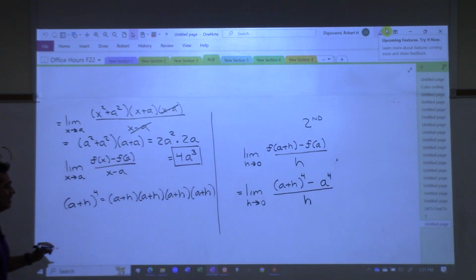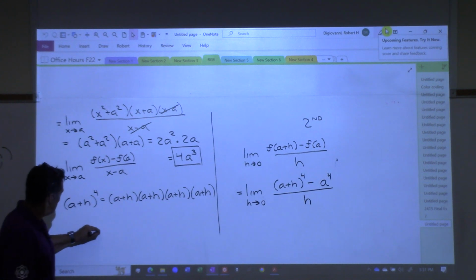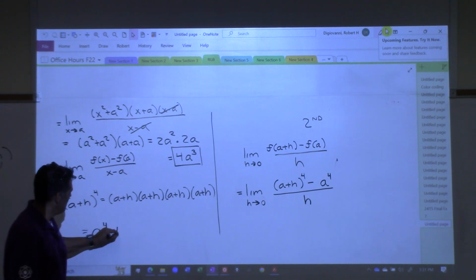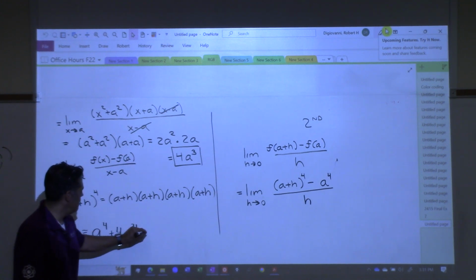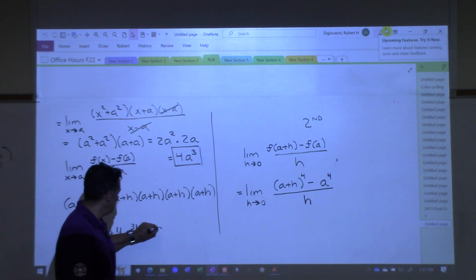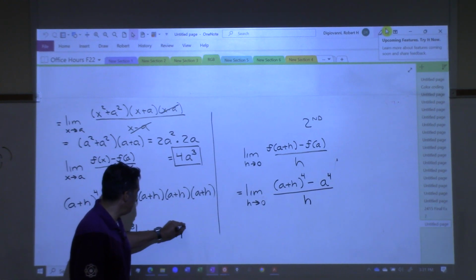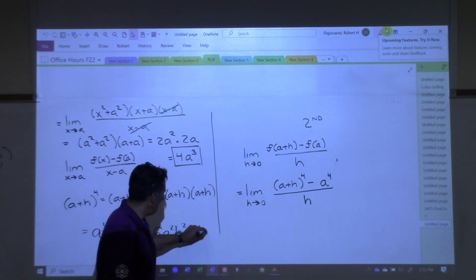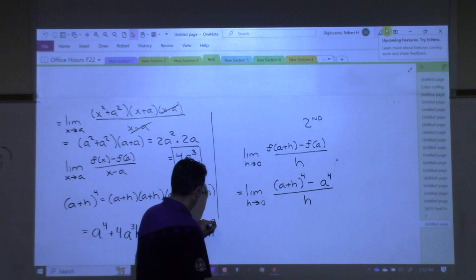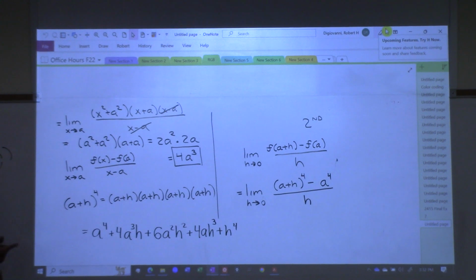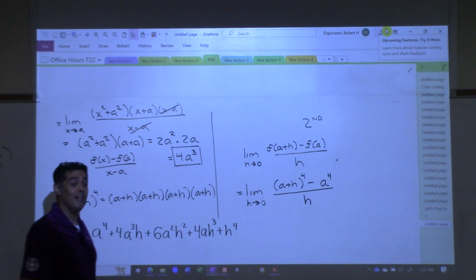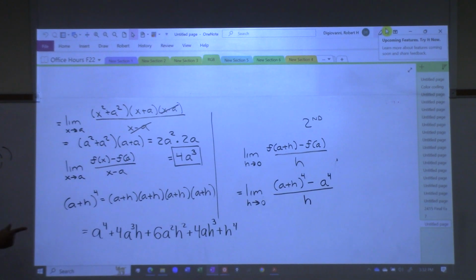You do? A to the fourth plus 4a cubed h, plus 6a squared h squared, plus 4ah cubed, plus h to the fourth. How'd you get that? You worked it out? Oh, okay, good. Pascal's triangle, where you have 4 through 2. That's why I thought you did it using a shortcut.